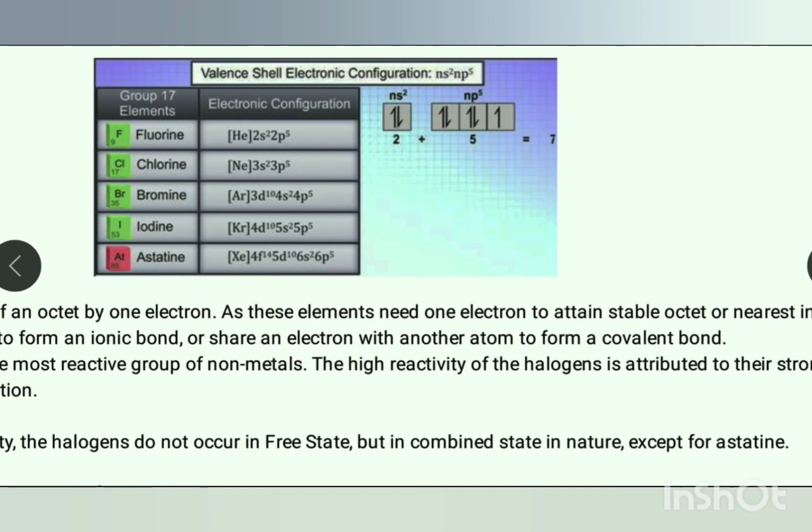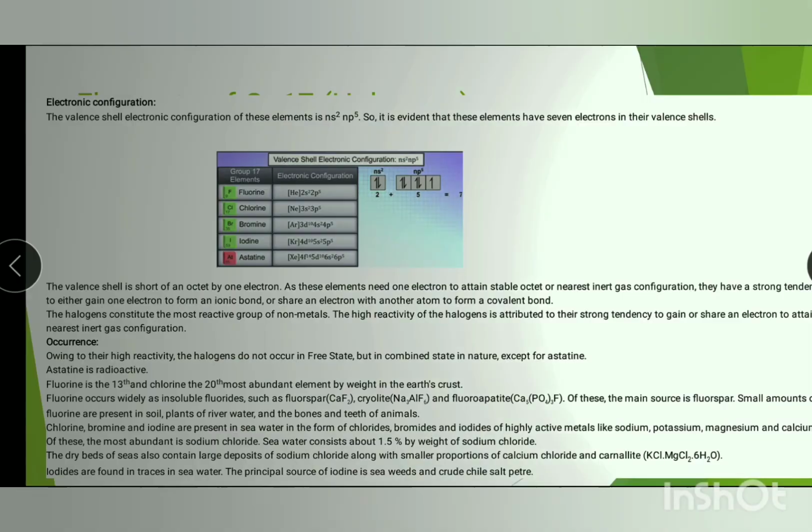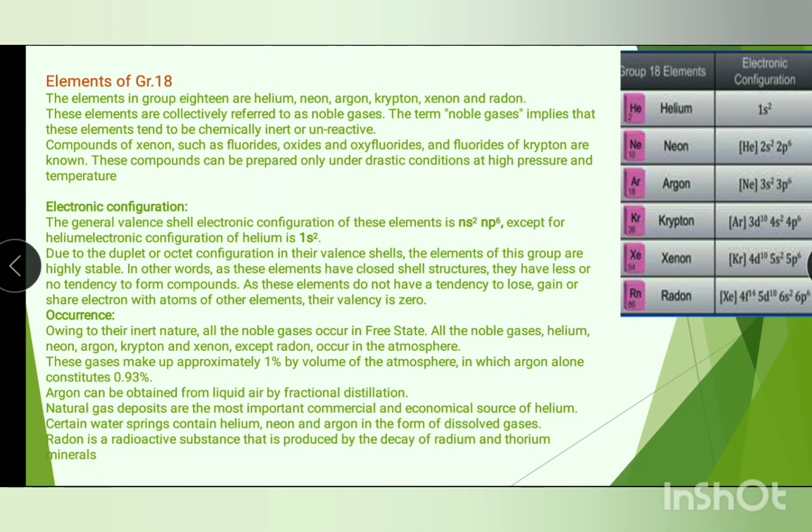This is the general electronic configuration for group 17 elements. Next is group 18 elements. These are helium, neon, argon, krypton, xenon and radon. They all constitute group 18. In the periodic table, all these elements are collectively called noble gases.